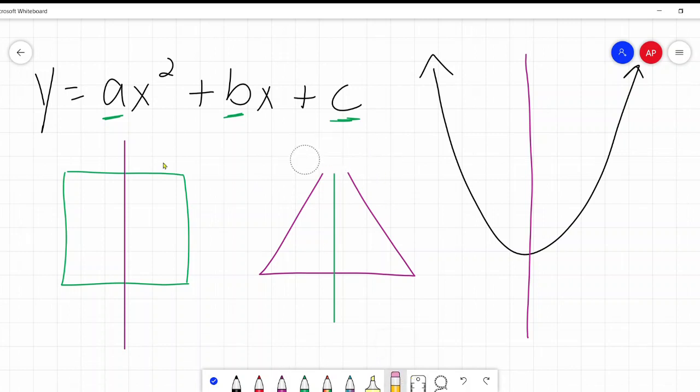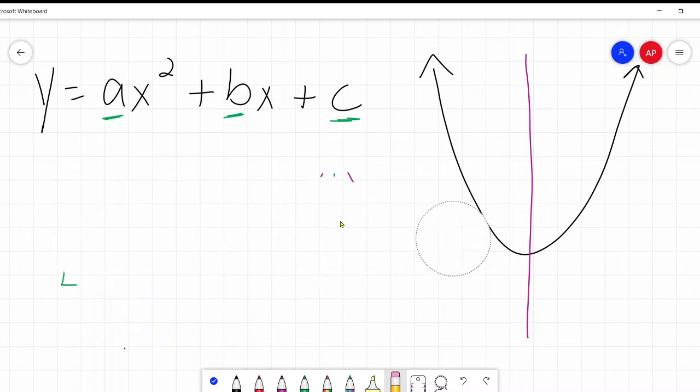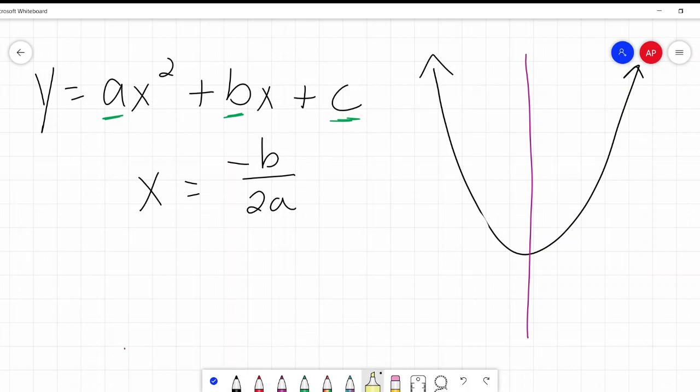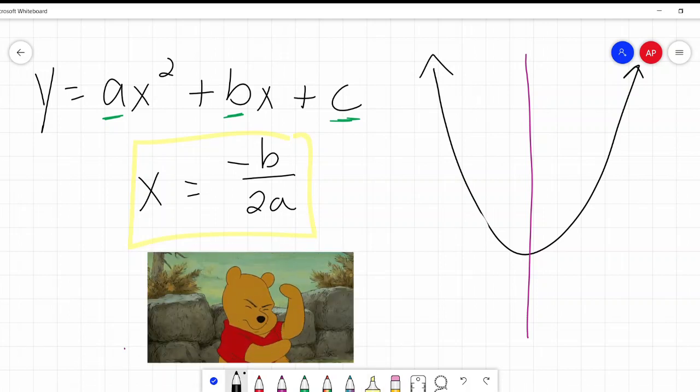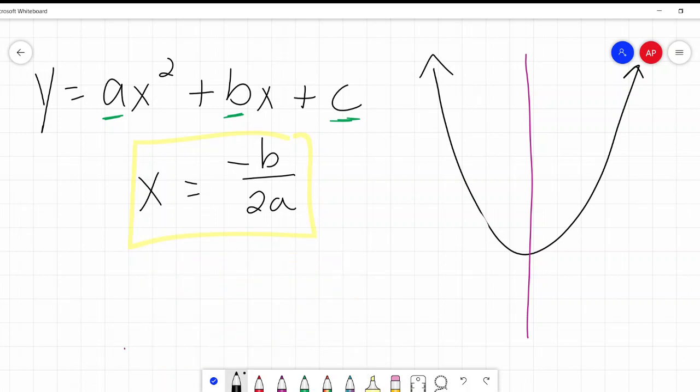And the formula for that line, that axis of symmetry, is x equals negative b over 2a. That's your formula. Remember it, memorize it, lock it away, throw away the key. It's important. Now the b and the a that they are referring to in this formula come from up here.